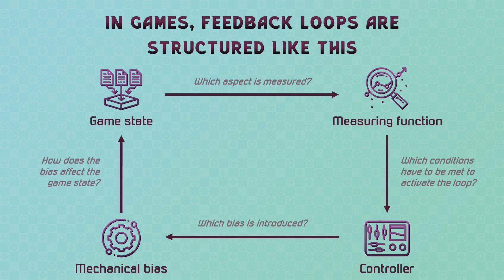And then the last question would be, how does the bias that we introduce affect the game state? And we have to make sure that the mechanical bias we're introducing affects those aspects of the game state that we're measuring. Otherwise, it's not really a feedback loop. So much for the anatomy of a feedback loop, the different parts that go into it.